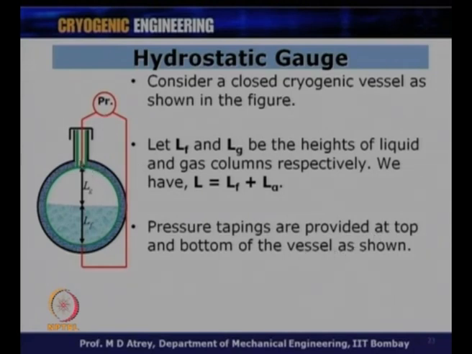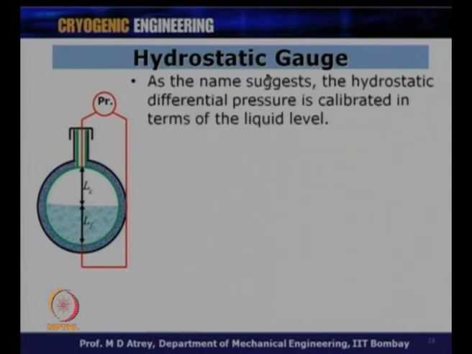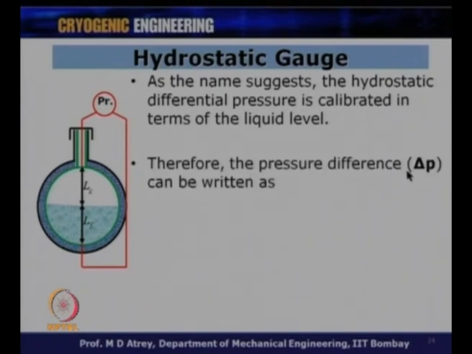So, there are two pressure tappings here, and these are connected to a pressure gauge. The tappings are connected across a differential pressure measurement device as shown over here. As the name suggests, the hydrostatic differential pressure is calibrated in terms of liquid level. Therefore, the pressure difference delta P can be written. This is the pressure gauge, and it shows a delta P, the pressure difference between this point and this point, which is indicative of the level.